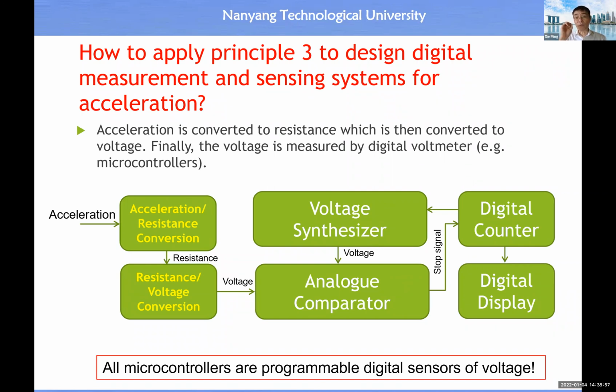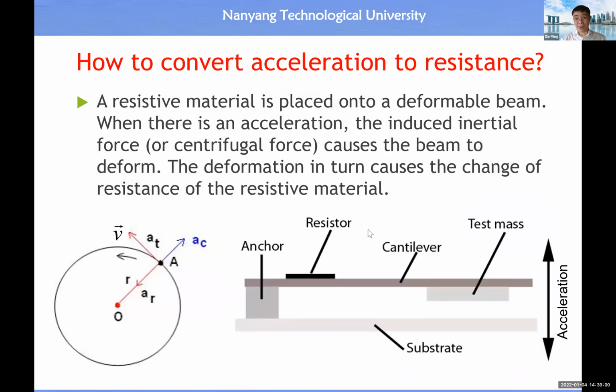Then how to convert acceleration into resistance? So this is one simple design solution, all right? So we have an inertial mass. It could pick up acceleration, or linear acceleration, or centrifugal acceleration, all right? So when there's acceleration, then this cantilever will deform.